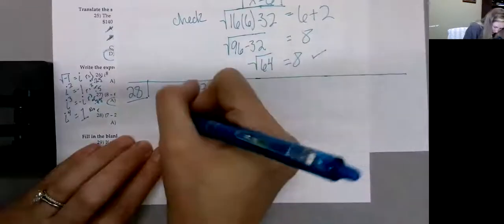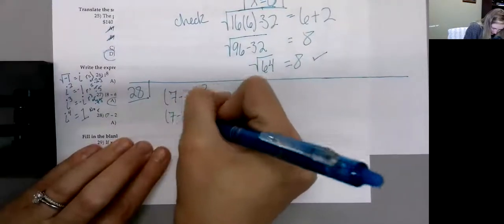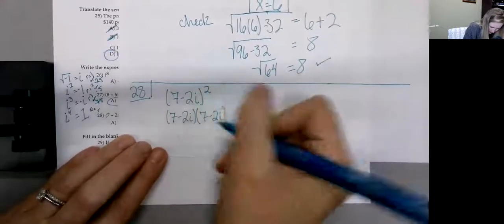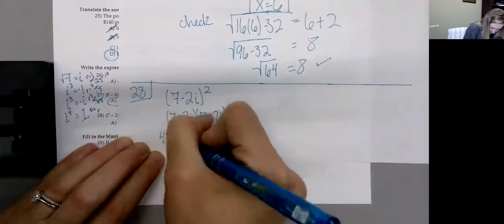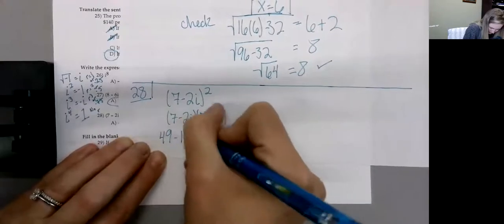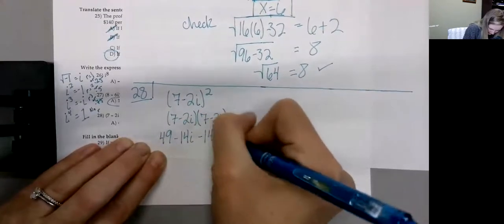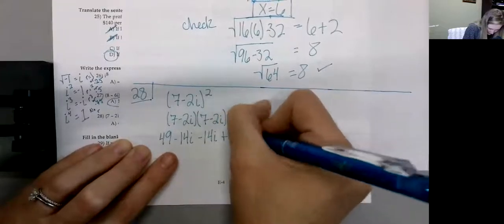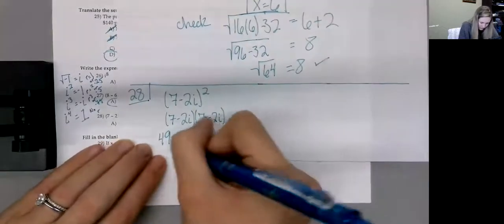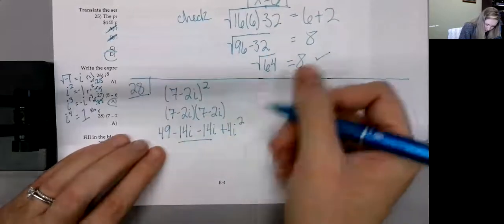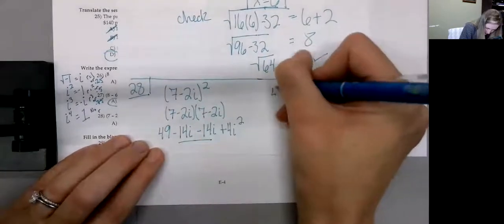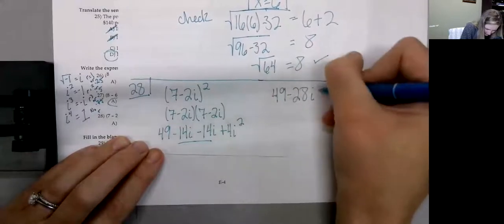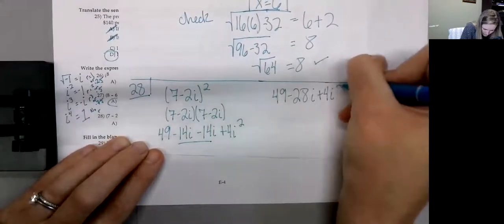So we're going to go ahead and write this out so that we can FOIL it. So we'd have 49 subtract 14i subtract 14i, negative times a negative plus 4i squared. We'd combine our like terms here. So we're going to have 49 subtract 28i plus 4i squared.